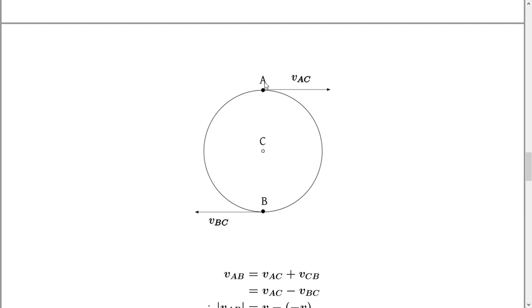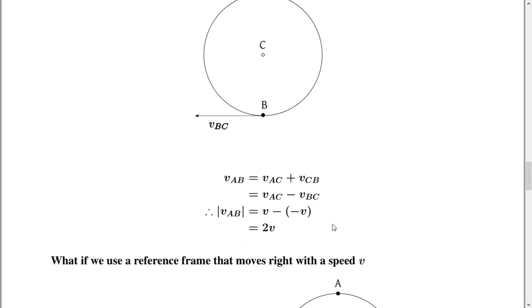So now it's straightforward to find the relative velocity of A with respect to B. VAB is VAC plus VCB. We can do that, right? We can introduce an object in between. If you knew the velocity of A with respect to C and the velocity of C with respect to B, you can find the velocity of A with respect to B as VAC plus VCB.